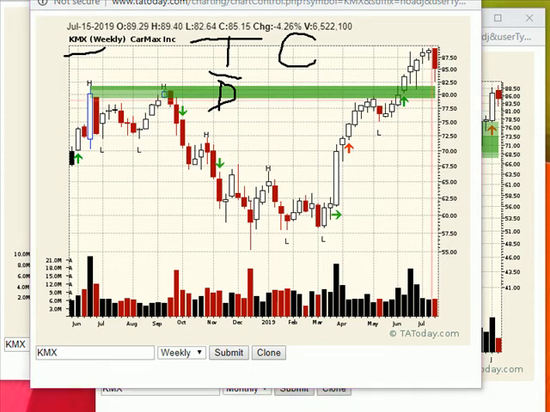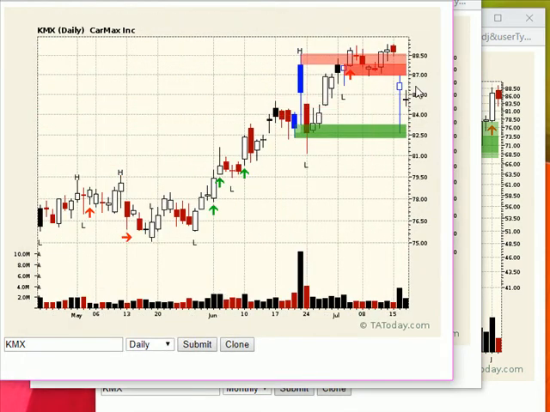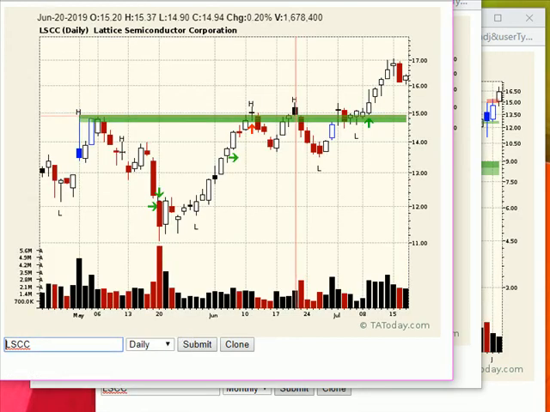This is an okay thing. I don't know what drove this, but it did behave good. So a lot of times you don't have to know why. You just need to know what it did. KMX. This actually was on my list. I was watching it too. LSCC. This is a chip, I believe, Lattice Semiconductor.